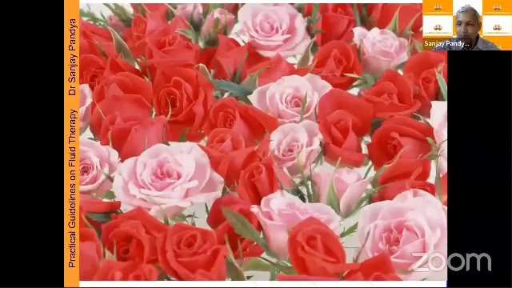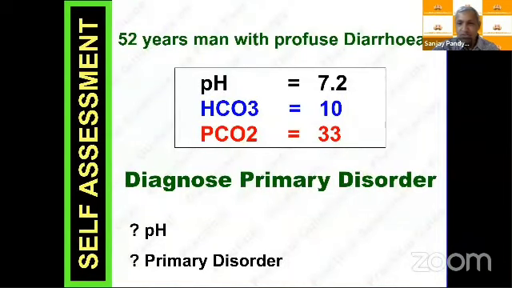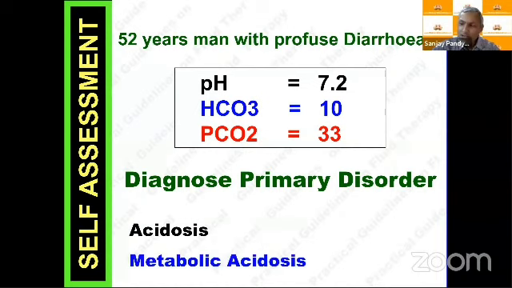7.2, acidosis. And metabolic acidosis, yes, because bicarbonate is low, it is metabolic acidosis. So diagnosing primary disorder is very, very simple. All of you replied very easily.